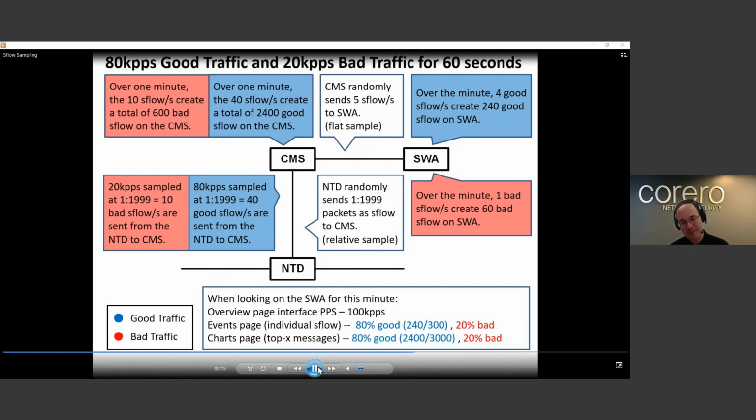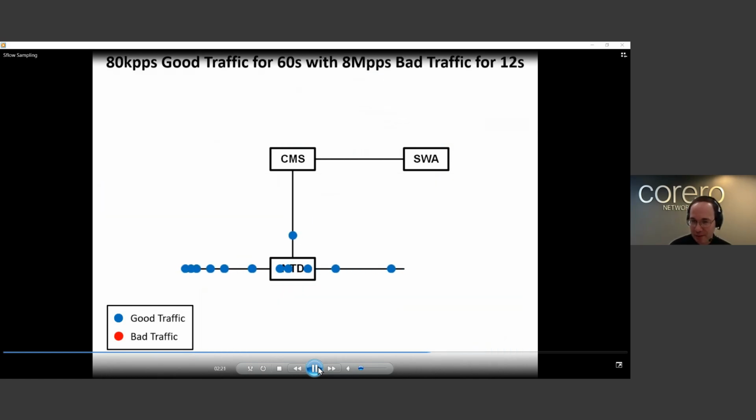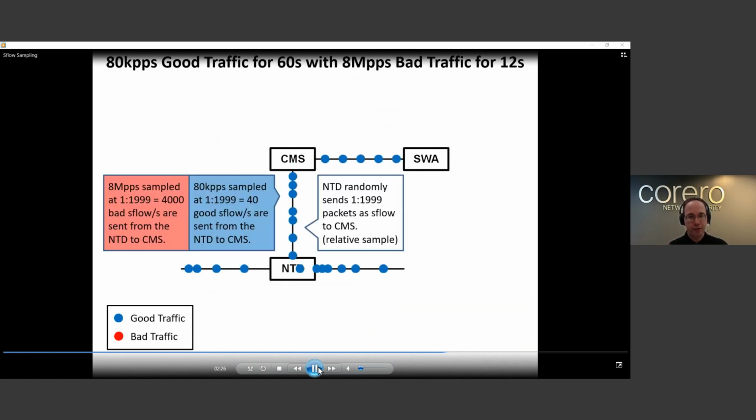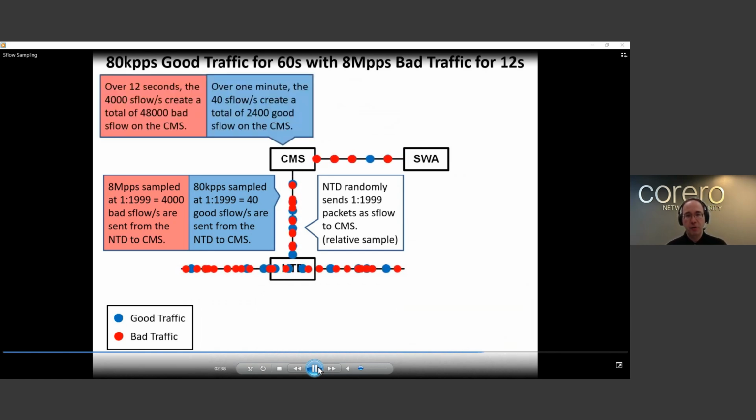But it's not realistic. Attacks don't have to fall on a minute boundary or even last a minute. So here is the same exact background traffic I did before. No change, 80,000 PPS, right? And it's running over the minute. And then what's going to happen is 8 million PPS bad traffic is going to occur for just 12 seconds, right? So this is a lot of samples because, again, it's a relative sample from the NTD, right?